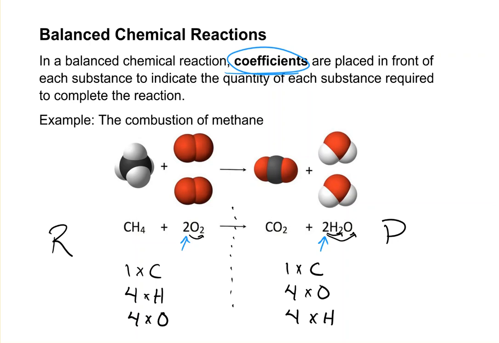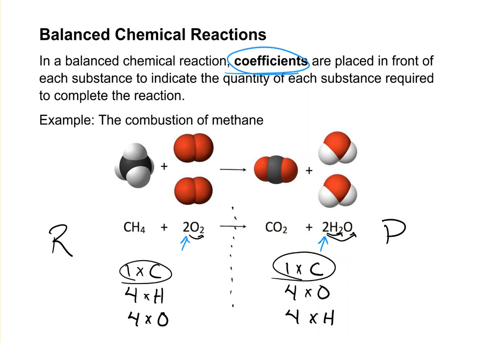Well, yeah, is this a balanced chemical reaction? It sure is. Does it follow the law of conservation of mass? Well, let's see. We've got 1 carbon in the beginning in our reactants, and we finish with 1 carbon in our products. That's good. That's what we should see.